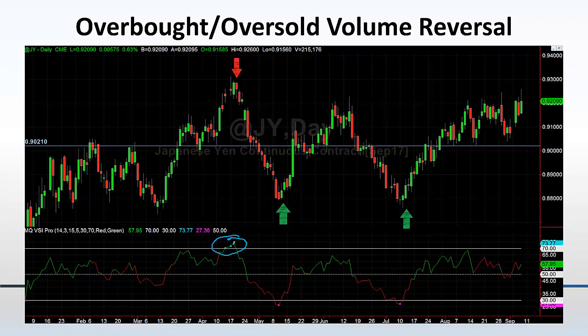Alrighty, so again, overbought, volume dries up. When do we sell? Once we break the previous bar's low, and then our stop goes above the high. How fast, how soon should that market move after it's triggered?